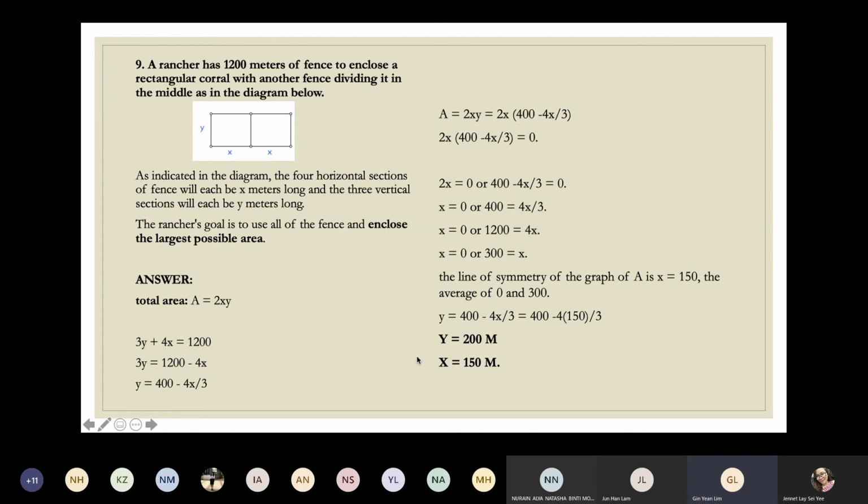So is there any problem for this question? You can check back your answers to see if they are correct. You substitute x and y back into 3y plus 4x equals to 1200, and see if these two values of x and y will get you 1200. So is there any problem for this question? Students? No? Okay, now we proceed to the last question.